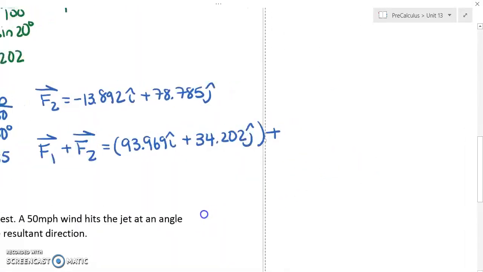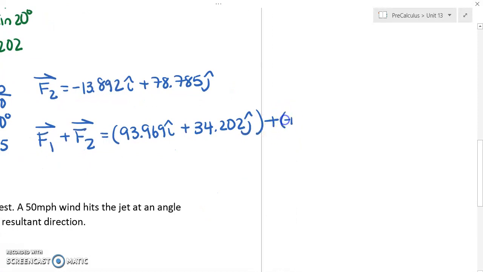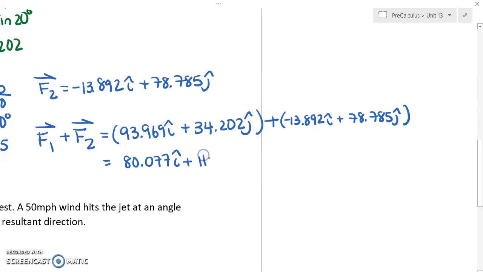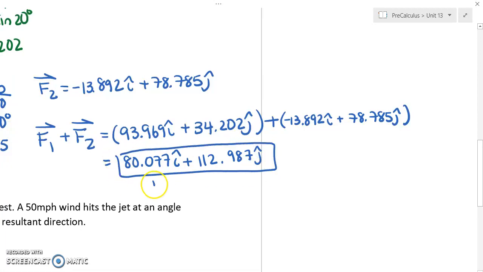Sorry, I'm going to zoom in a little bit. Plus the second one, which is negative 13.892 i hat plus 78.785 j hat. And then we're going to add them up. So we end up getting 80.077 i hat plus 112.987 j hat. And this right here is my resultant force. So it's the forces together, force 1 plus force 2 together.